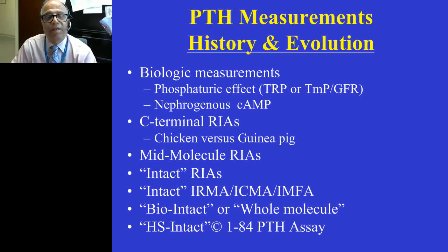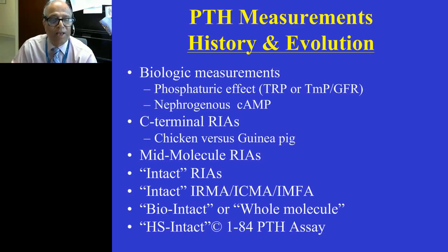PTH measurement has a long history and evolution. The earliest measurement was mainly measuring the phosphaturic actions, commonly known as tubular reabsorption of phosphate, or TMP-GFR. The next generation of parathyroid hormone function study was mainly based on nephrogenous cyclic AMP. Like any other polypeptide hormone, this will increase the cyclic AMP. And finally, in the late 60s and early 70s, we got into the C-terminal assays, primarily using the chicken or guinea pig for developing the antibodies.